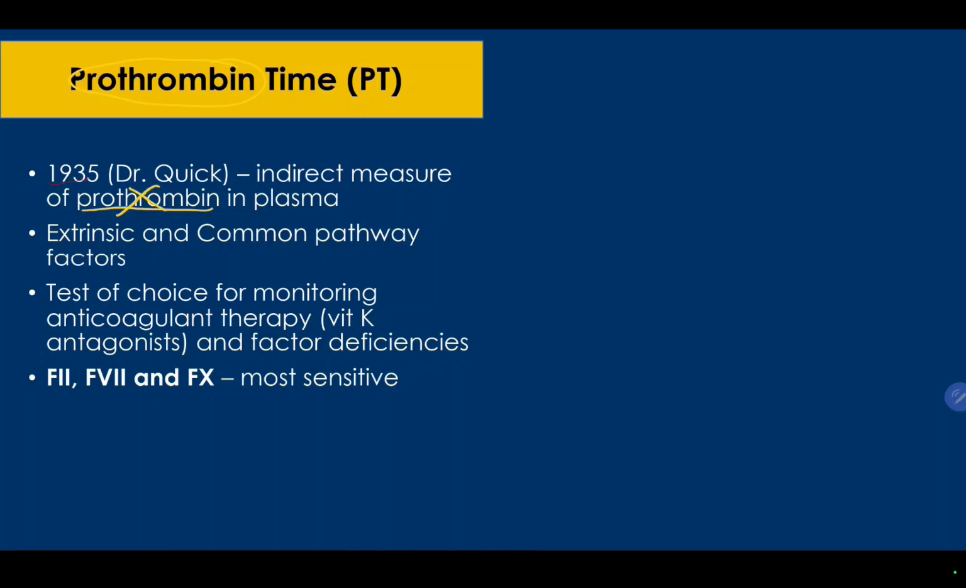Thus, the prothrombin time we use at present is now a test of choice for determining deficiencies in the extrinsic and common pathway factors. Although prothrombin time is no longer a measure of prothrombin itself, it is still the test of choice for monitoring anticoagulant therapy by vitamin K antagonists such as your warfarin. Remember that factor 2, factor 7, and factor 10 are the coagulation factors that are most sensitive in the prothrombin time measurement.